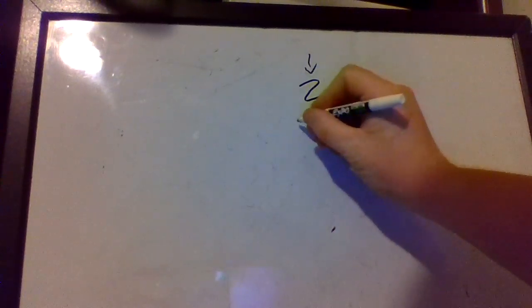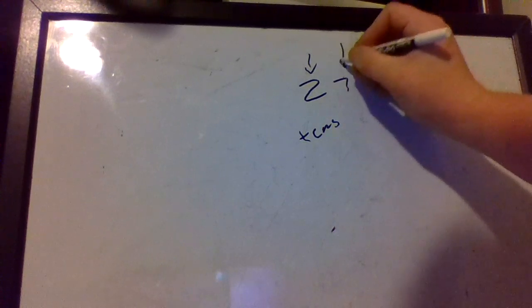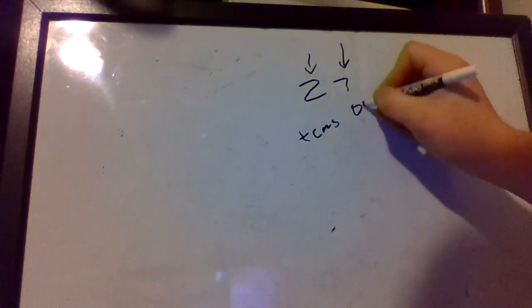So if we have a whole number such as 27, the 2 right here is in the tens place. And the 7 right here is in the ones place. So what do we think that means?